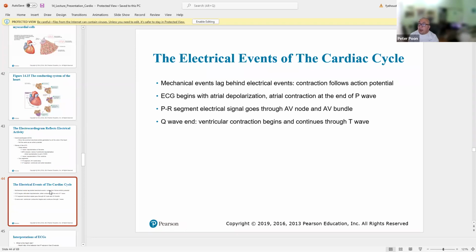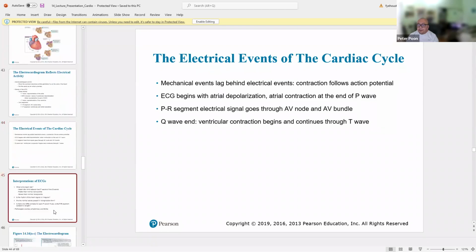Okay, so first of all, when you look at an electrocardiogram, the electrical activity occurs before the actual event. The actual contraction lags behind the electrical events. So the contraction follows the action potentials. When we look at the action potentials, the mechanical stuff actually happens later. Okay, so at the beginning of the P wave.